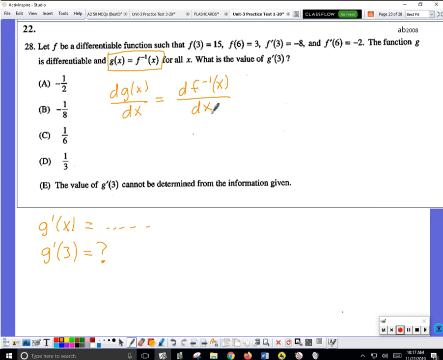Who knows what rule gets used? Hands. What rule do we use here? Every time we take a derivative, we have to use rules. What rule gets used here? Julia. How do you do it? 2 for Julia.